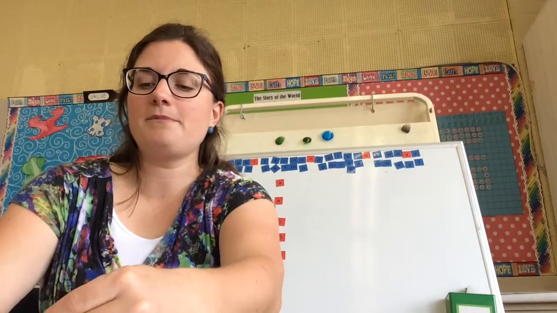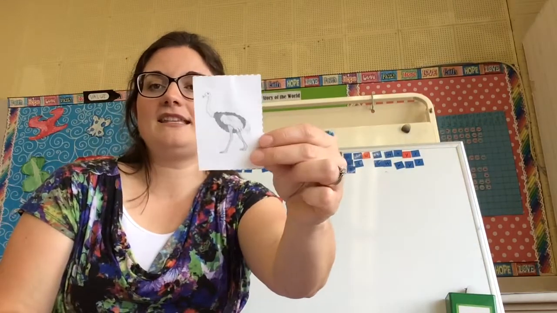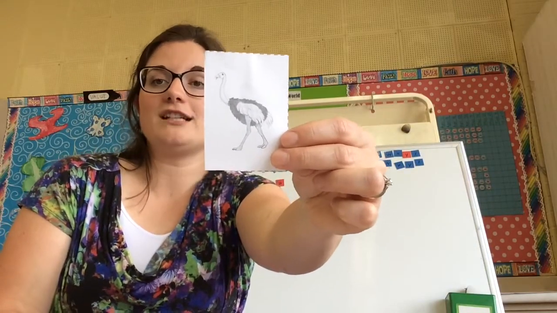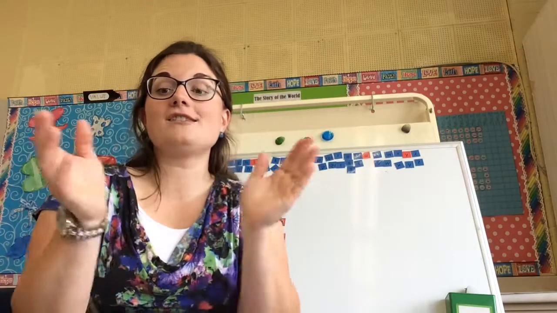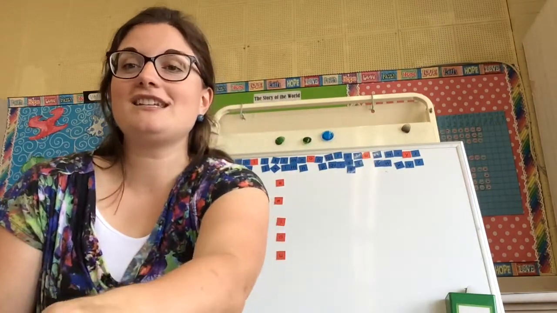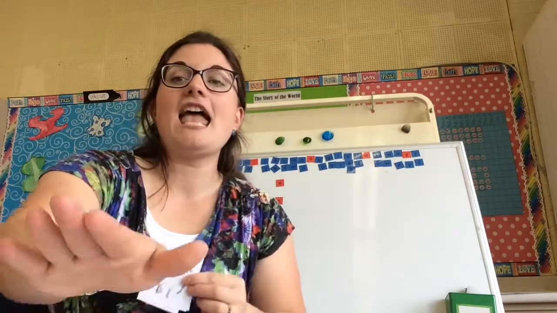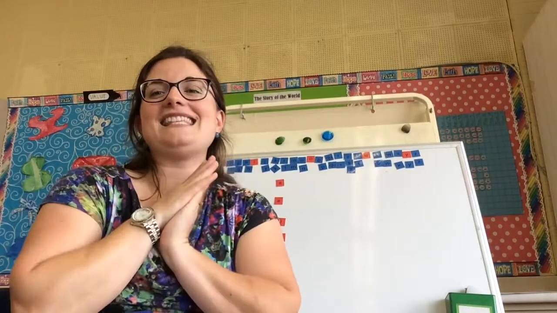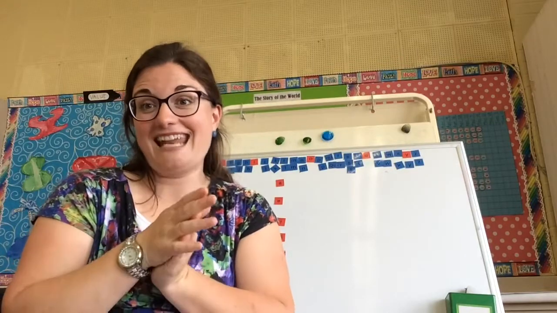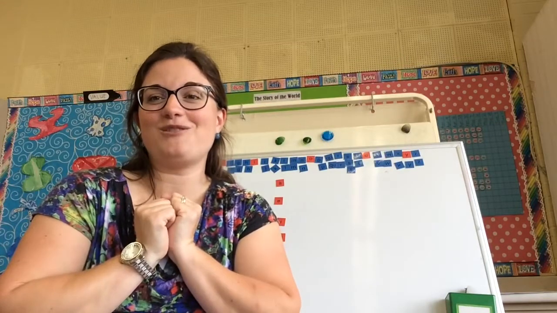Then I'm going to hold up the next one. And this is an ostrich. So you're going to count out ostrich. And then you would put it with the 2 because it has 2 syllables. So each one, you're going to say the animal's name and clap it out and see how many syllables it has. Okay, so that's what I want you to do today.